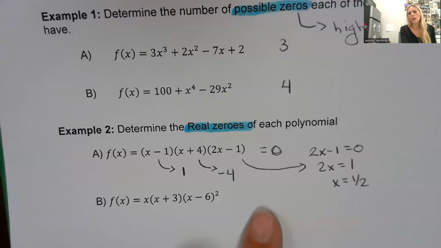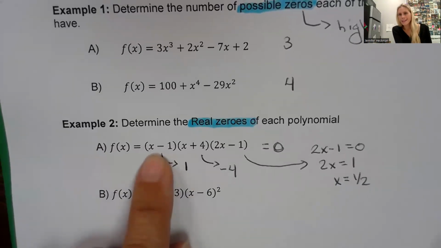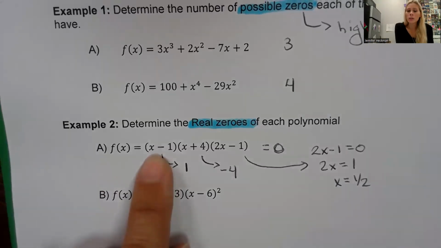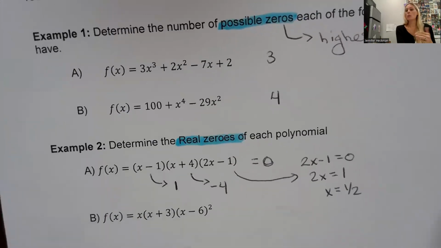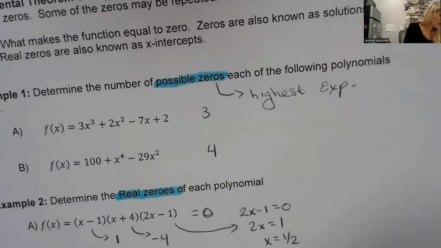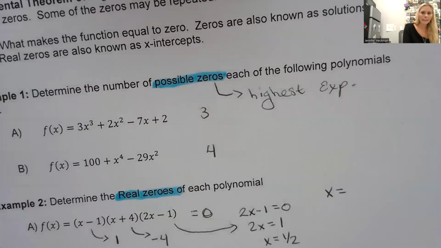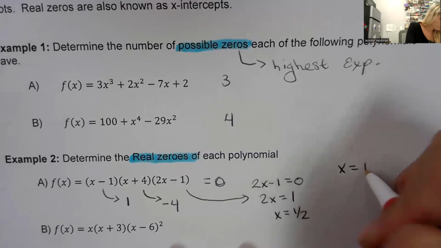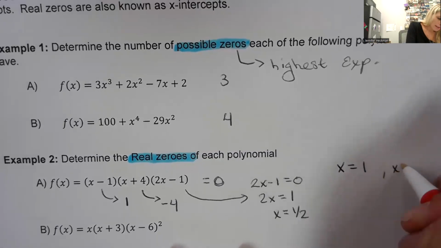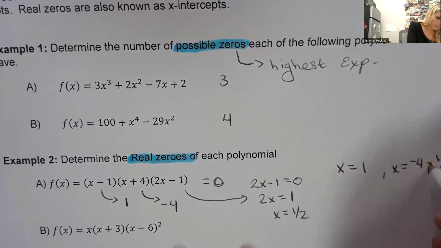Now, why are these zeros? Well, because if I make this binomial 0, anything times 0 is 0. So I'm looking at these factors and making them equal to 0. So as my conclusion here, if I'm asking for zeros, all I'm asking for is what does x equal? And that would be 1, -4, and 1/2. Okay, x equals.